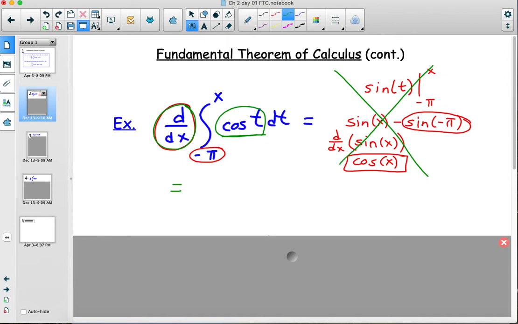If we understand what an integral of a function represents, and then taking the derivative of that antiderivative, we can simply just plug in x, and we're done. All right, let's try another one.